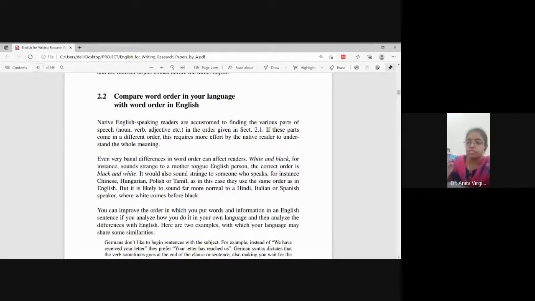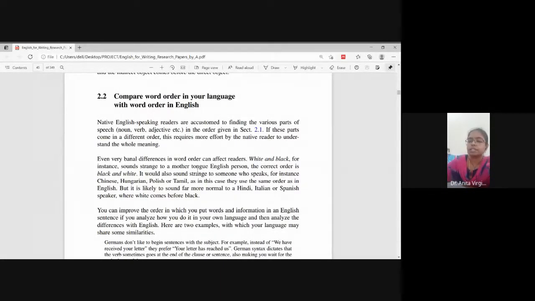Got it, ma'am? So you have to compare the word order in your language with the word order in English. And you must be very cautious that you follow the word order in English. And don't ever be taken away by the word order of your own language, because your word order is different. So don't confuse it with your mother tongue. You must be very careful when you do that.